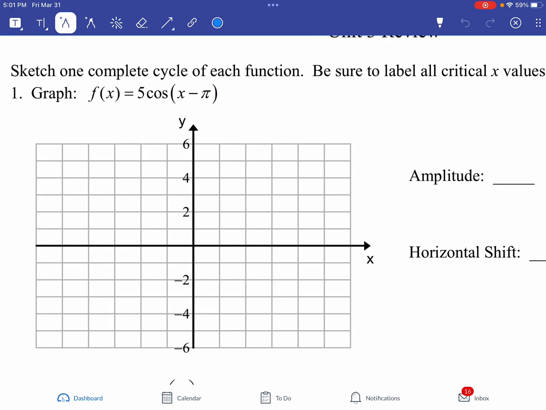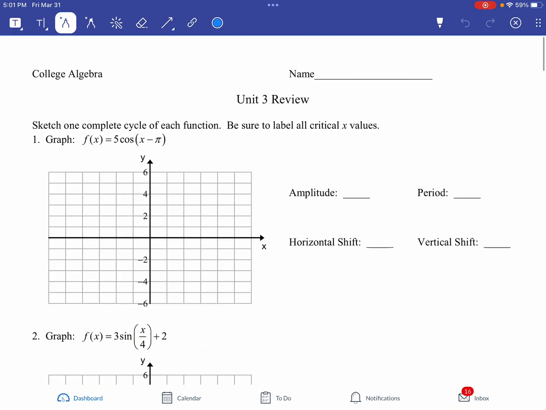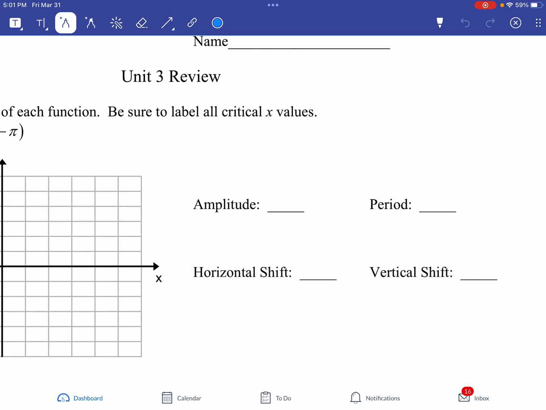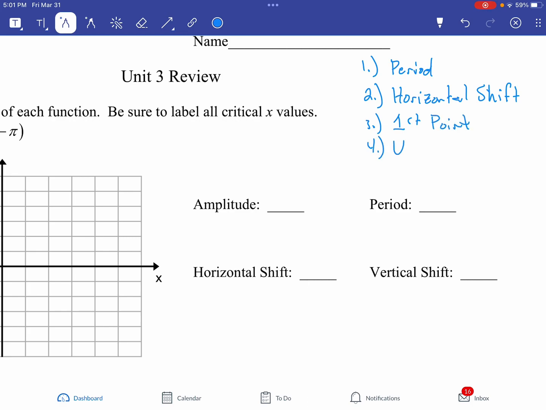All right, so the first thing we have is our steps. Actually, I'm going to write these steps out right up here. Step number 1 is to find the period and its intervals. Step 2 is the horizontal shift. Step 3, find the first point. And step 4, use the amplitude to graph the rest of the function. Those are the 4 steps we're going to take each time that we do this.